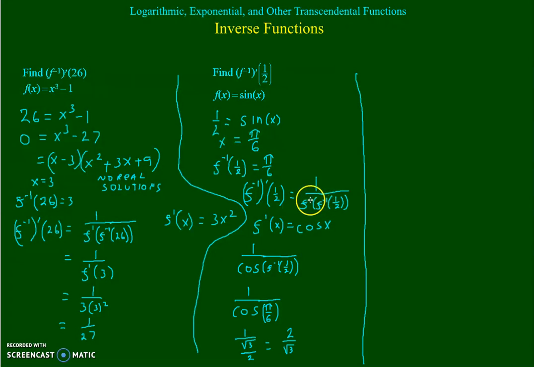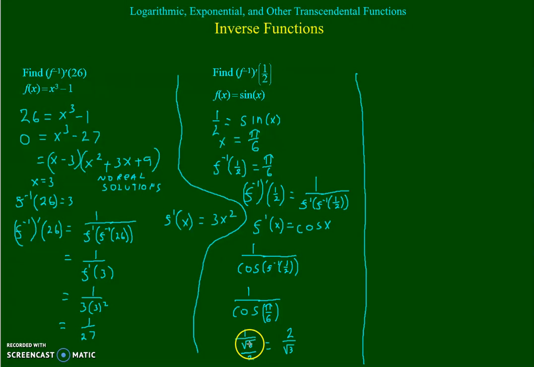So now we need the derivative of sine. The derivative of sine is cosine. So here's F prime of x, cosine. So we evaluate cosine at F inverse of 1/2, and that's this piece. And again, F inverse at 1/2 is pi over 6. So this is 1 over cosine of pi over 6.